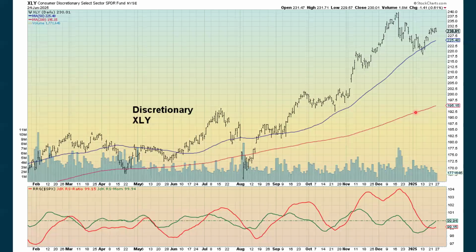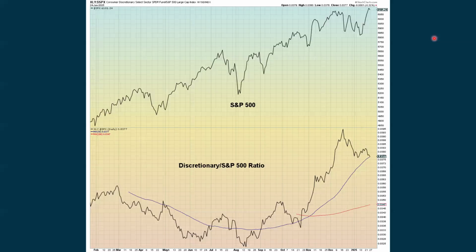Discretionary, this has been the strongest area going back to the first part of August. This has really performed well. Amazon, Tesla, they're included in this part. Came down to their 50-day moving average and bounced up off of that. And it's been one of the stronger areas against the S&P, but we're coming back down to the 50-day moving average with this ratio. To stay more positive, we would like to be able to bounce up off of this.